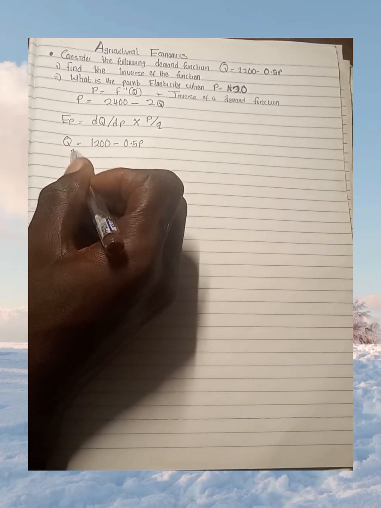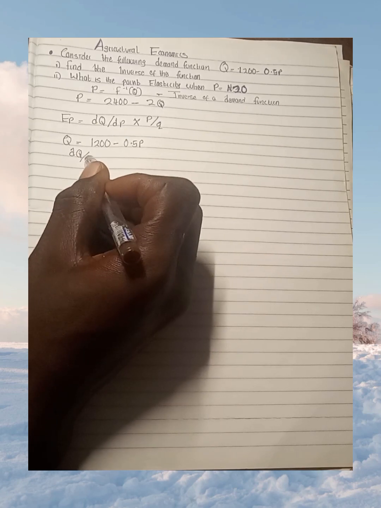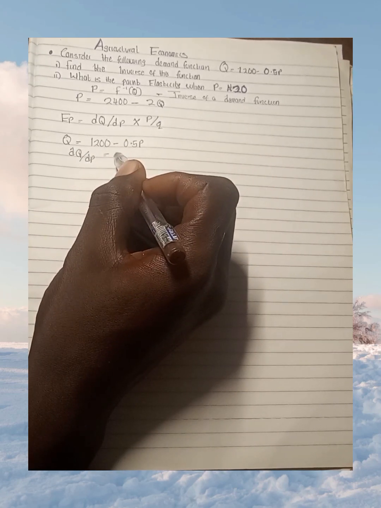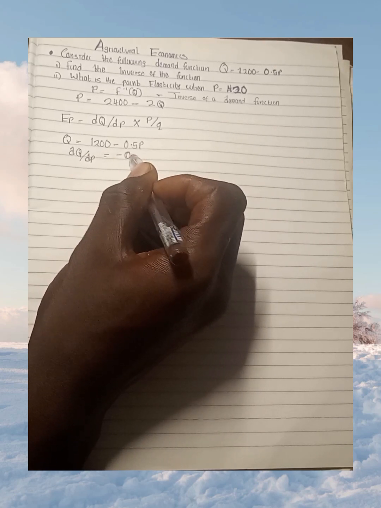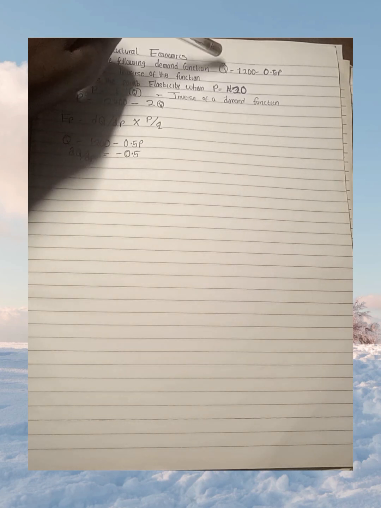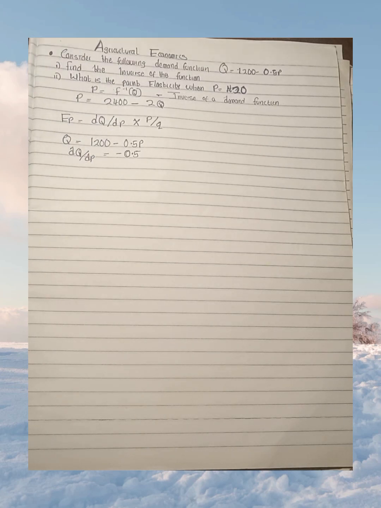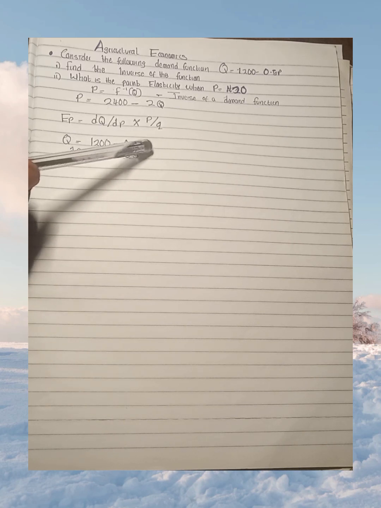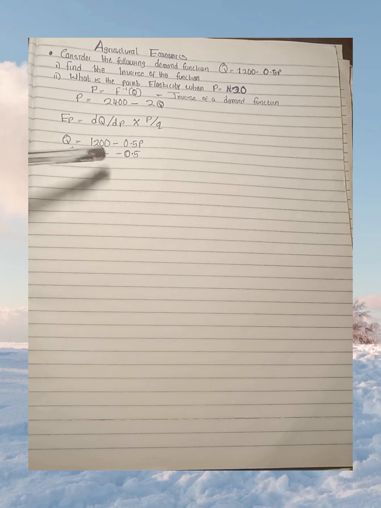So our change in Q over change in P will be minus 0.5. That's our change in quantity demanded over change in price. We are just going to find the derivative of the quantity function, which will be dQ over dP equals minus 0.5, because 1200 is a constant. So remember the differential calculus. This is a constant, so it will just go.